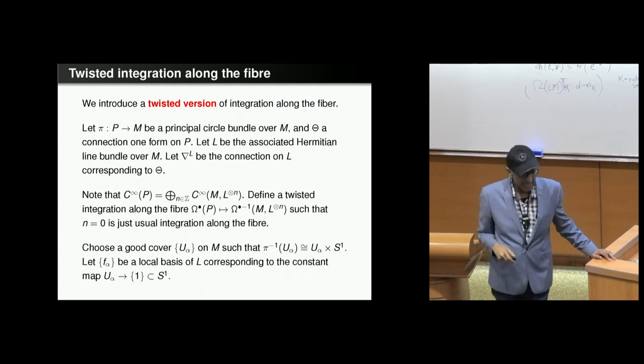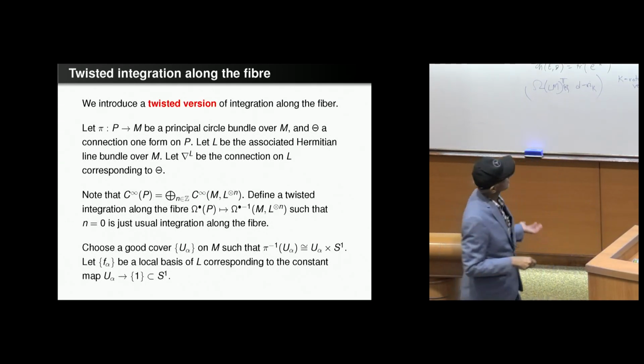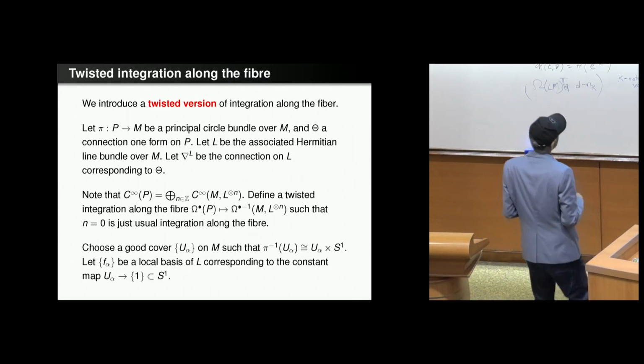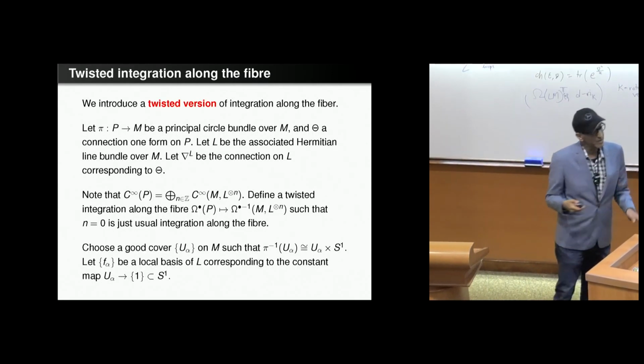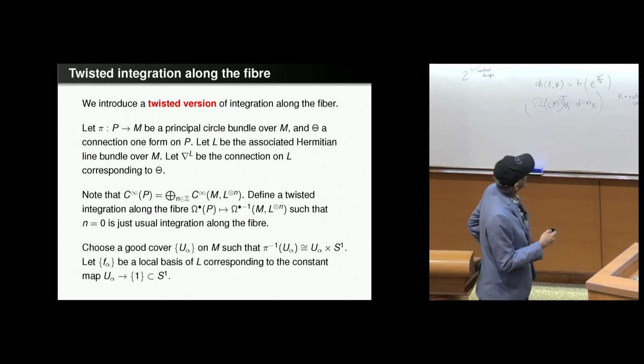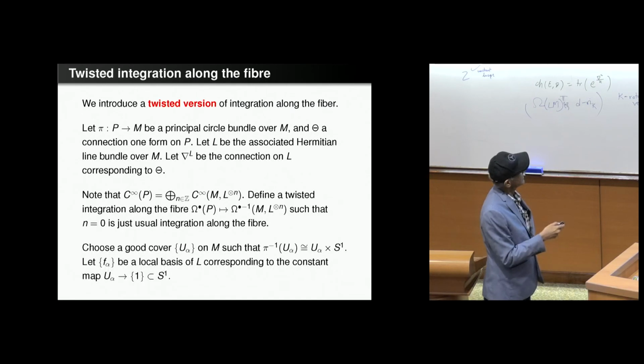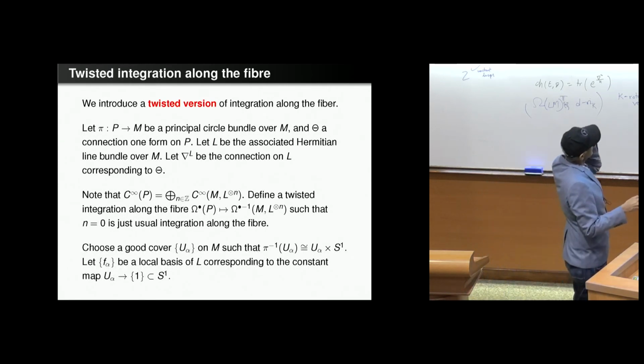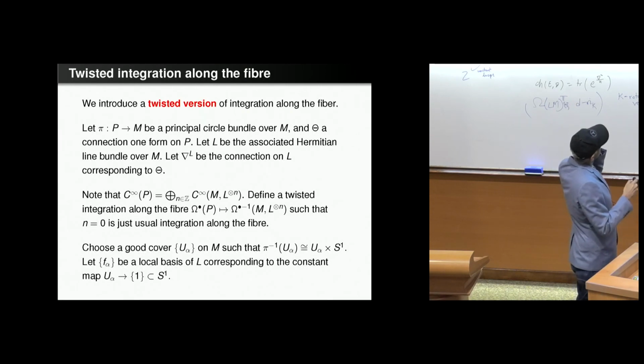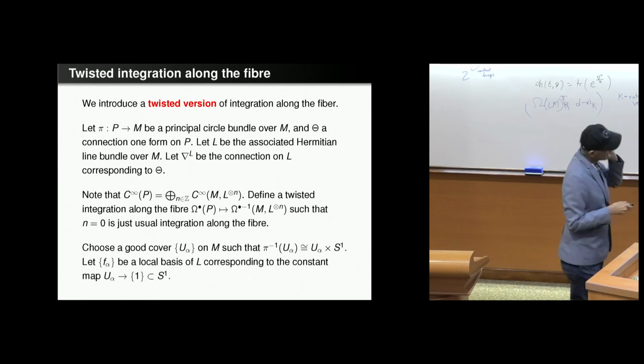So when n is 0, it's the usual integration along the fiber. Let me explain this since this is new. Choose a good open cover of M, U alpha, such that the inverse image of U alpha under pi, the projection of the circle bundle, is just U alpha cross the circle. And let f alpha be a local basis of L corresponding to the constant map U alpha goes to 1 inside the circle.